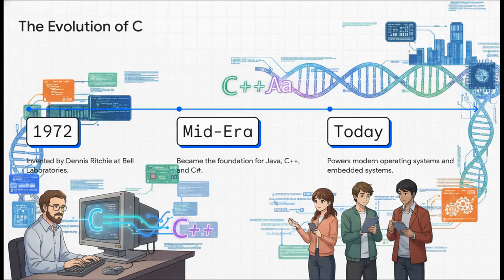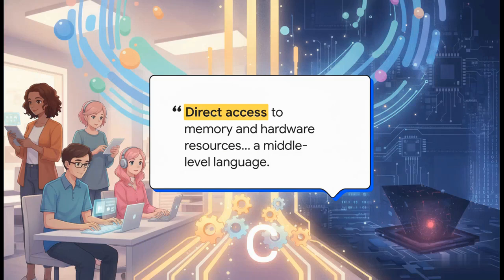It actually became the DNA for major languages like C++, Java, and C#. And honestly, it hasn't retired at all. It's still actively powering modern operating systems, embedded systems, and even the compilers that translate other programming languages. So the crucial point is that its survival really comes down to its unique positioning.